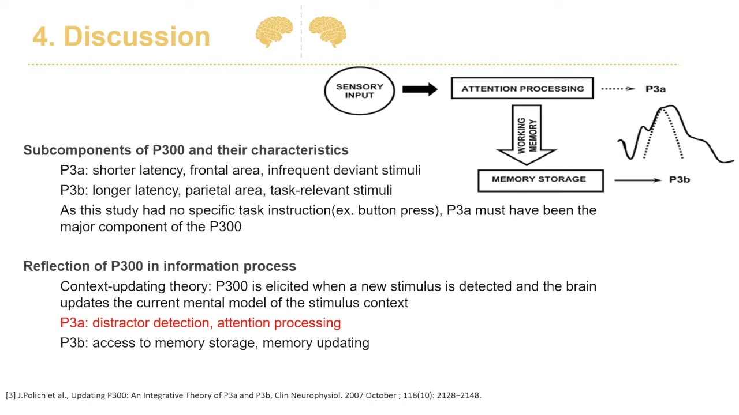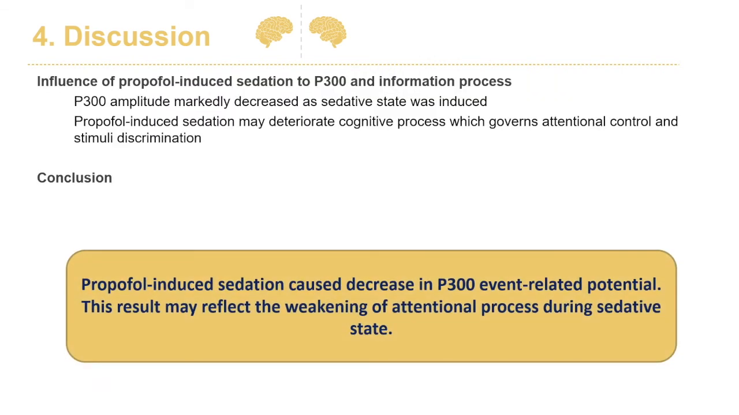Existing studies have interpreted the meaning of the P3A and P3B based on this context updating theory. In the case of the P3A, it is explained that it occurs in the process of recognizing and focusing on new stimuli that are different from before. P3B is described as occurring in the process of updating the memory and accessing the memory store to compare this stimulus to the remembered stimulus. The result of this study can be interpreted based on the interpretation of existing studies on P300.